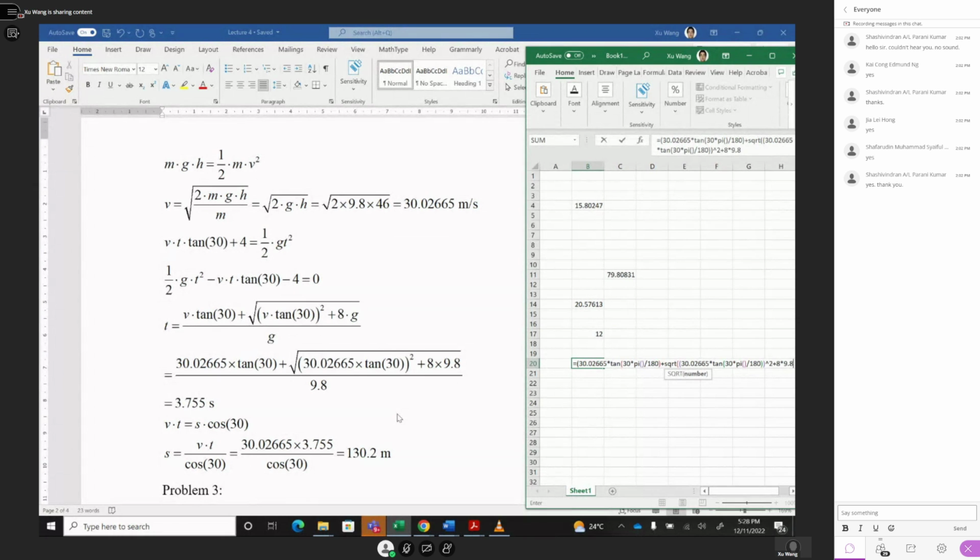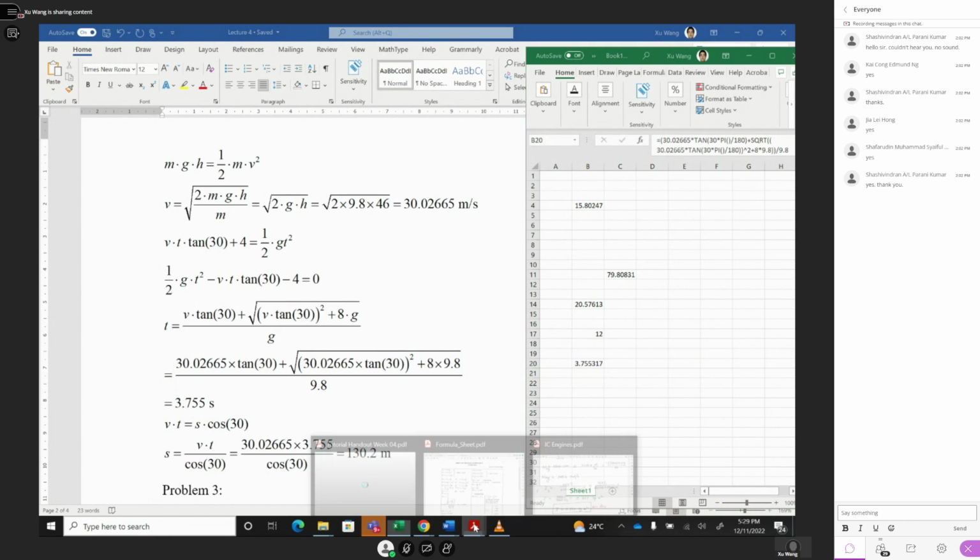Okay, and the brackets again. After get brackets, and then you get another bracket. First bracket is for the square root. Another bracket is for the numeric, and the divide by 9.8. And this one should give you result 3.755, and that's your results. So you get the time is 3.755, and then this is your vertical direction.